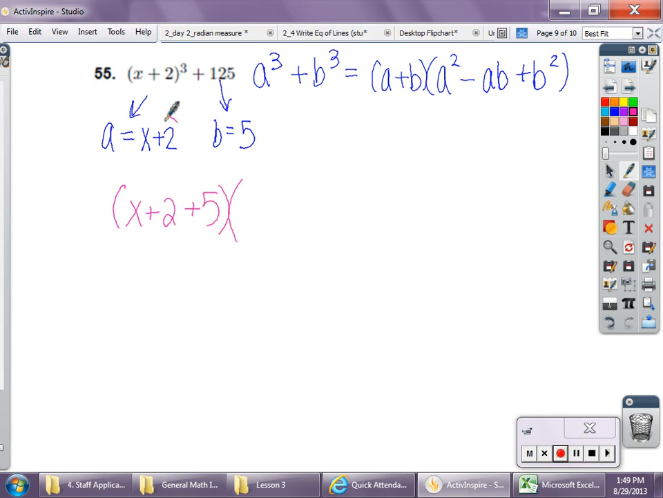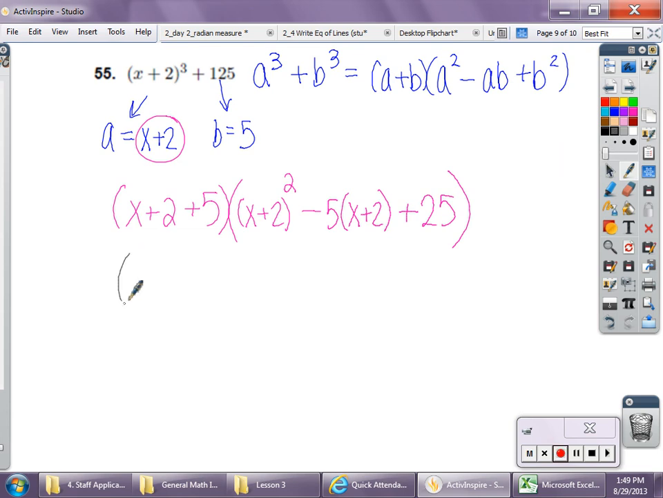times a squared, so that's this piece, squared, plus, wow, do that every time, minus a times b, so I'm actually going to put the 5 first, and then plus b squared, which is 25. And then you just have to clean it up.